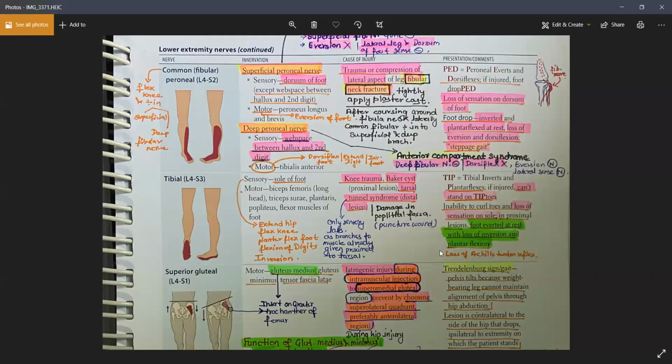Achilles tendon reflex will also be absent in that case, right? And yeah, that would be all about it. Any doubt on the tibial nerve? No, thank you.